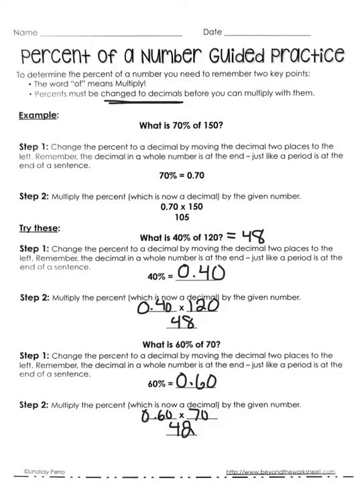So big things to remember and take away. We're always going to change our percents to a decimal, and then we're going to multiply by the number that we are finding the part of.